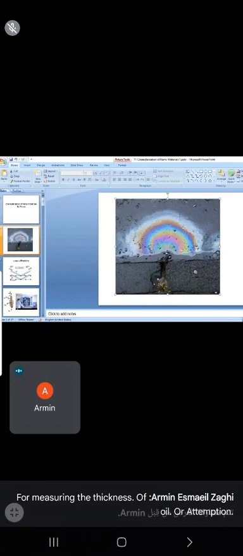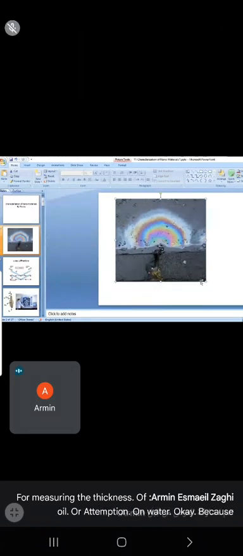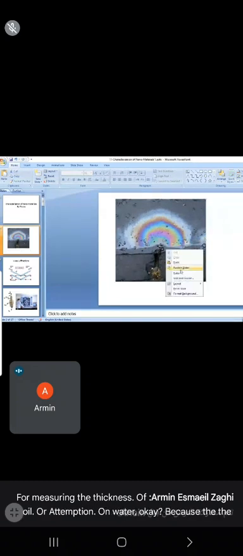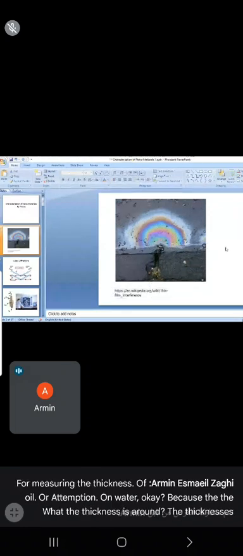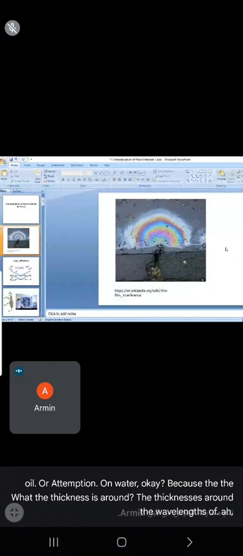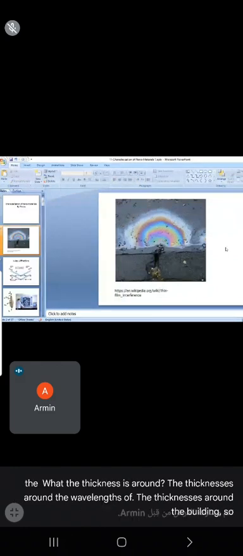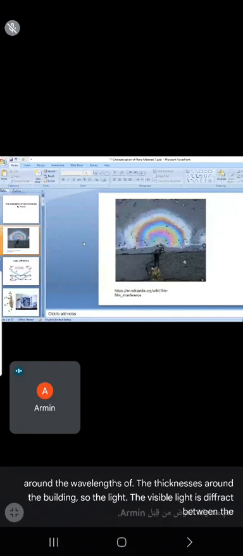So this can be used for measuring the thickness of oil or a thin film on water. Okay, because the thickness is around the wavelengths of the light. The wavelengths of the visible light are different.